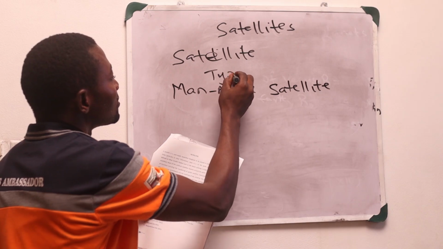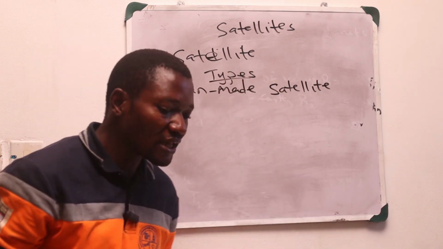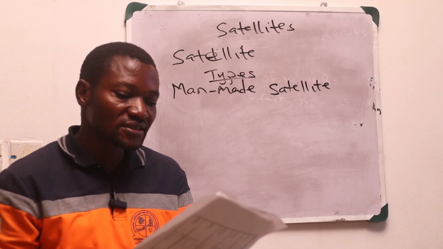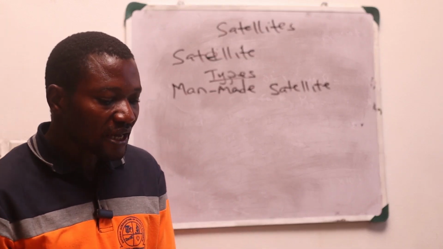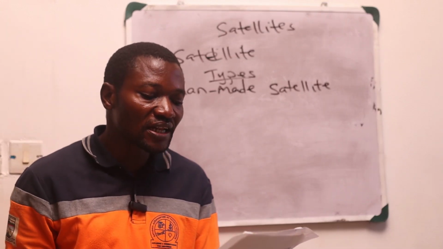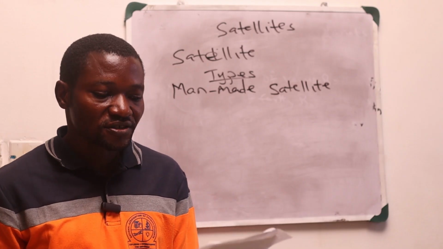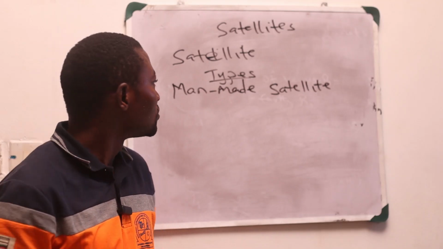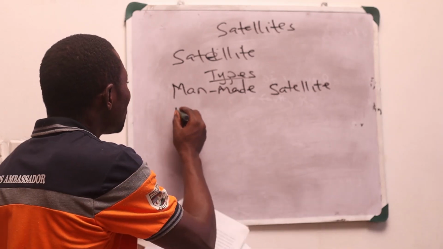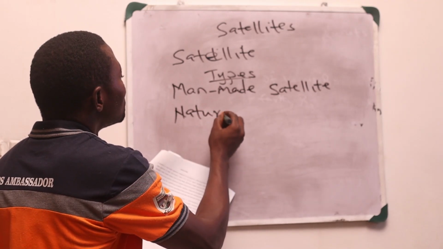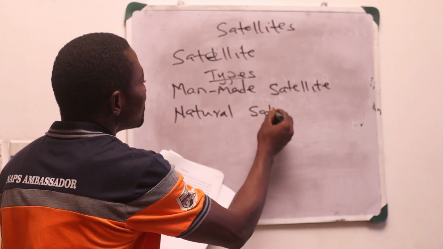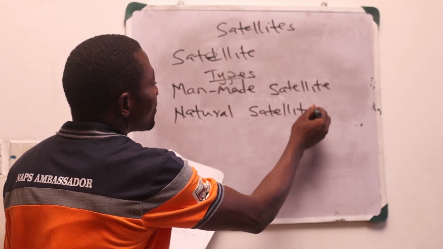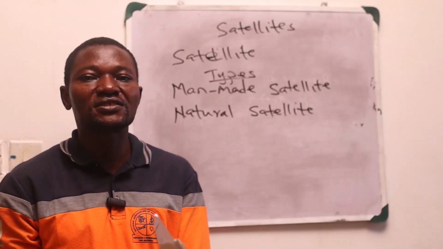So, by this, we are looking at types of satellites. Can be a man-made satellite. Then satellite can also be defined as other smaller bodies, such as the moon orbiting a larger one. So based on this, we have the other type of satellite called the natural satellite. So we have 2 types of satellites.